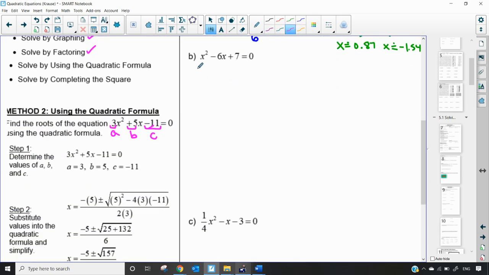So moving on to our next example, we have x squared minus 6x plus 7. When we don't see a number in front of our variable, that means our coefficient is 1. So labeling our variables, we have a is 1, b is negative 6, and c is 7.